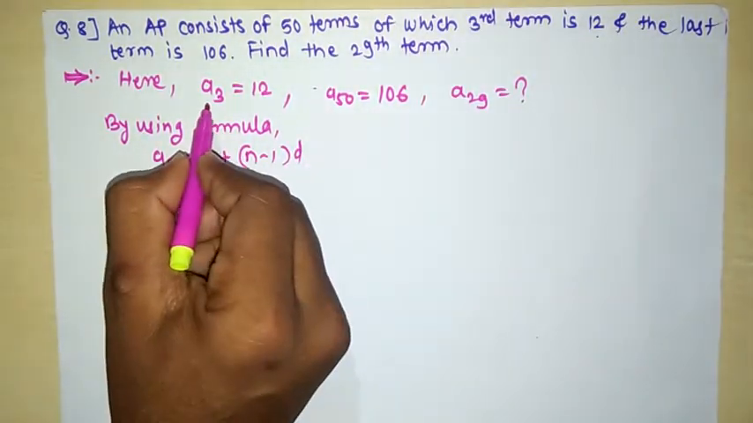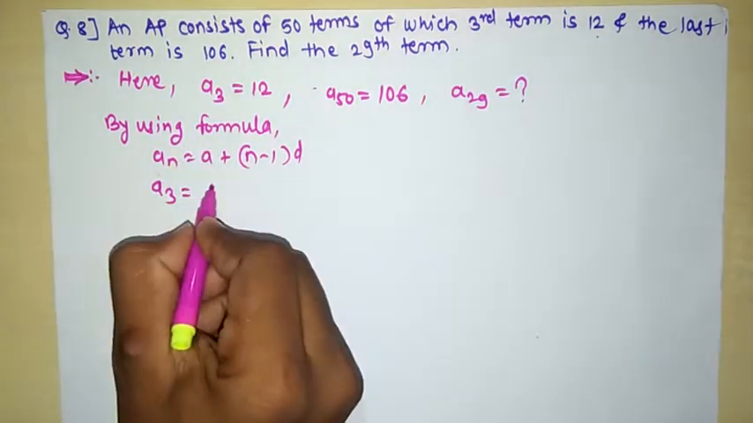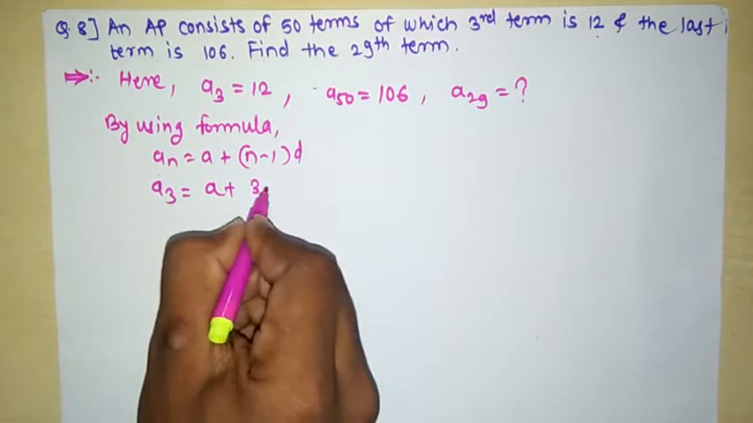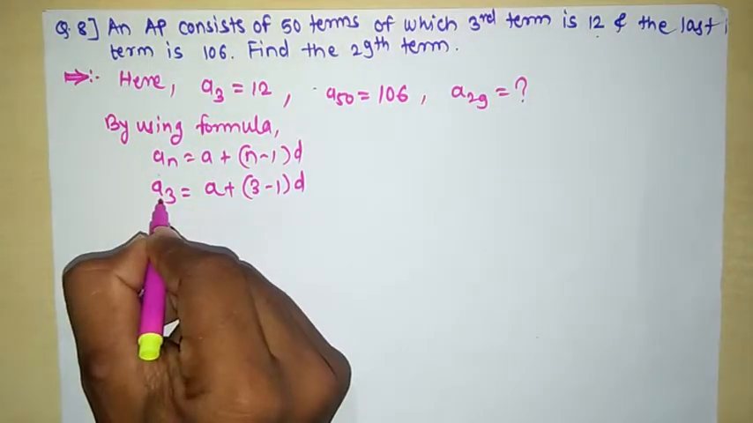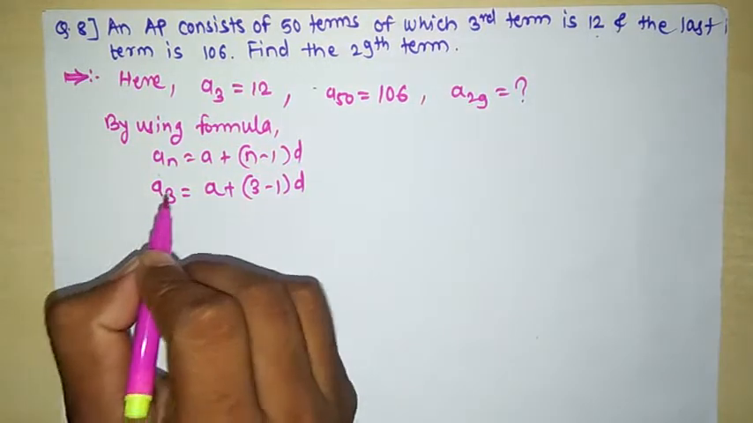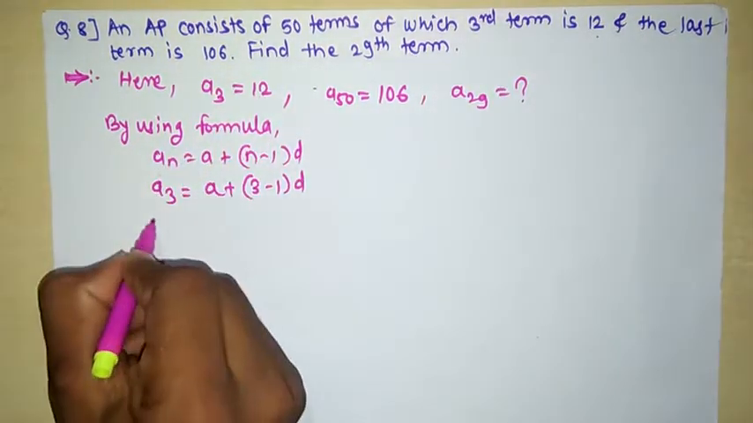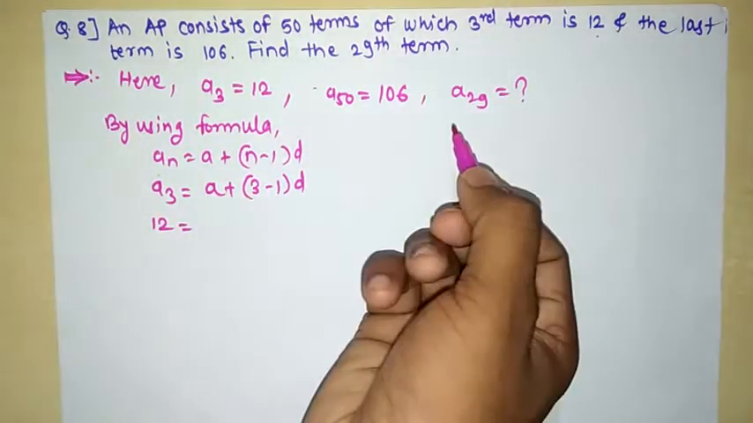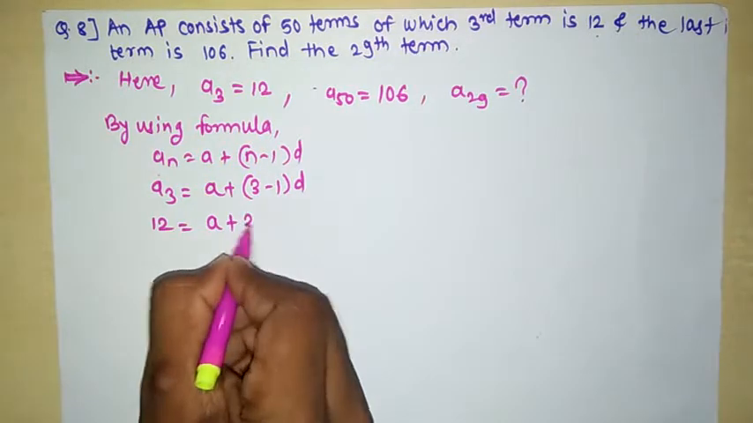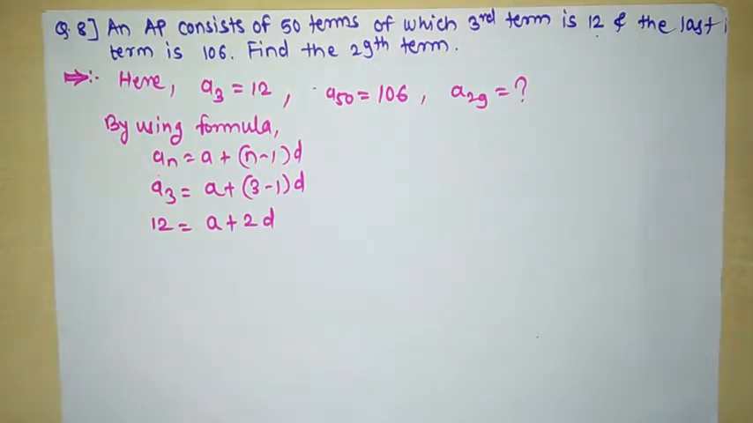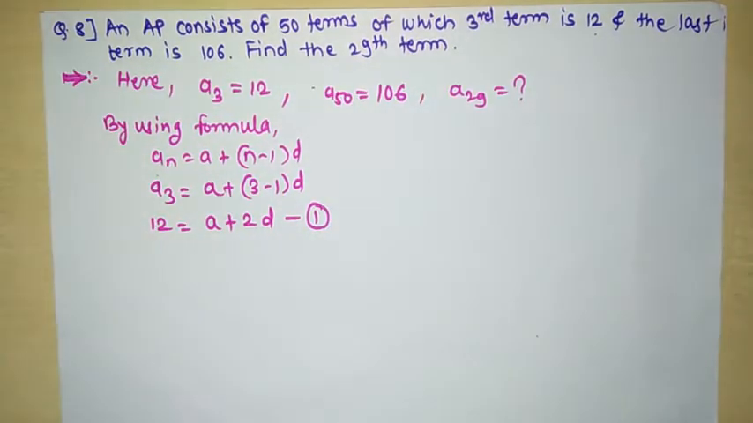Now we will apply the formula for the third term, that is a3 is equal to a plus 3 minus 1 into d. Instead of n we write 3 because we are applying the formula for the third term. A3 is 12, so put 12 here. The first term we don't know, so put it as a. 3 minus 1 is 2 into d. The common difference is also not given, so it is a plus 2d. This is equation number 1.